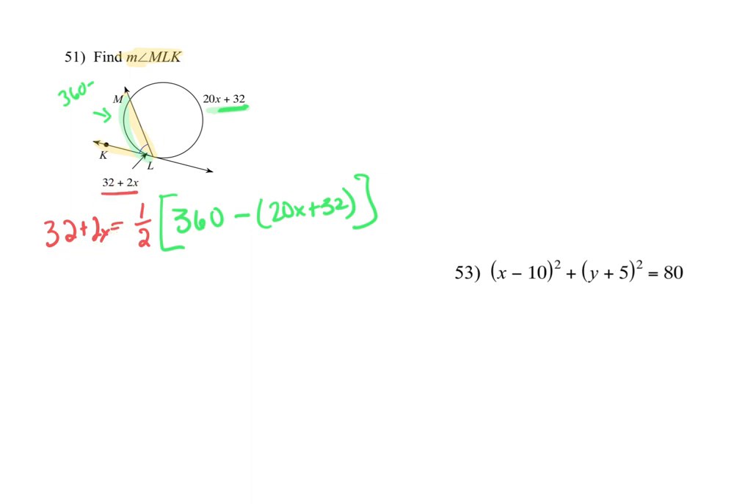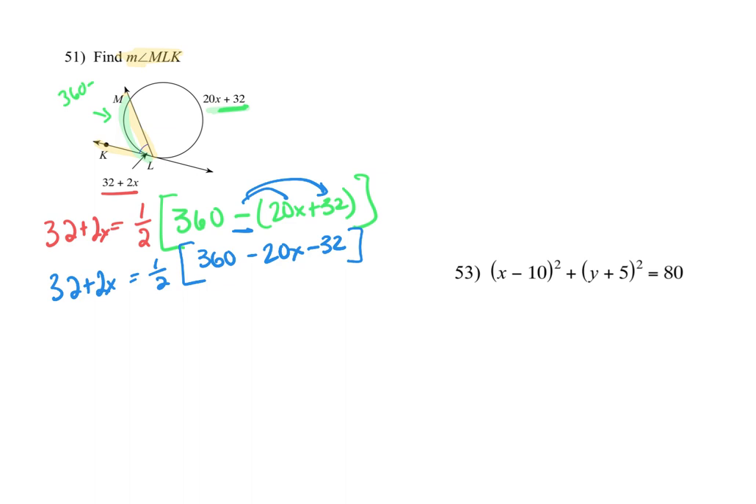Now I'm just doing basic algebra, okay? But pay attention to what I'm doing. Because I'm subtracting the group, I need to distribute that negative through. So it's 360 minus 20x minus 32 on the inside here, okay? So don't get confused with your negatives here. And the other piece that you're gonna really look at is this 1/2.